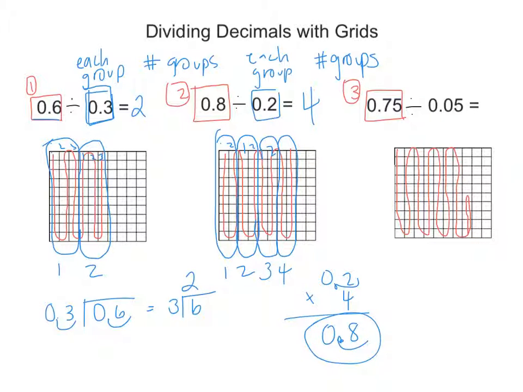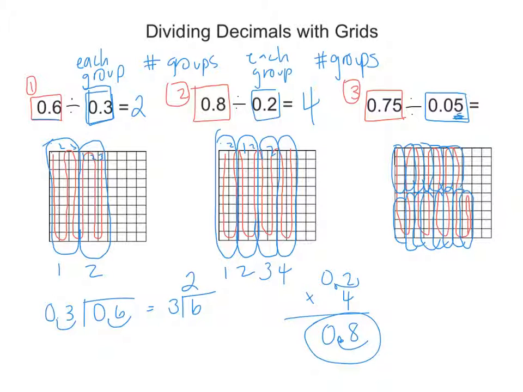Now, when I look at my second number, I notice that this is 5/100ths, which means that this time, instead of making a group every time I count 5 rows, since I'm counting hundredths, I'm going to make a group when I count 5 squares. So there's 5 here. And now I can do the top 5.